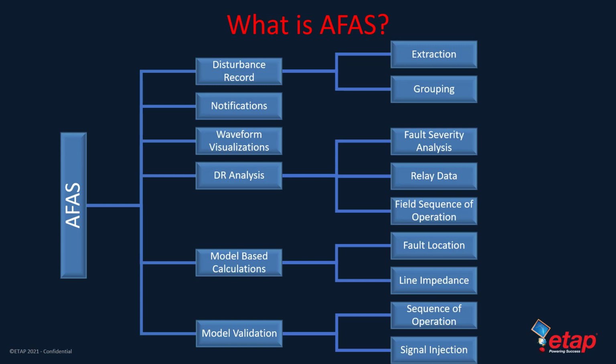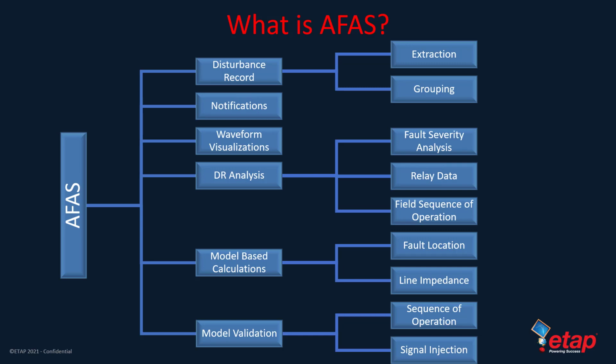Waveform visualization is a key piece to any AFAS solution because if you want to go into advanced analysis and really see what happened, you need to visualize those waveforms. We have disturbance record analysis, where we analyze the disturbance records themselves, these waveforms, and then find critical information that might be helpful. So for instance, fault severity analysis, the relay details, the field sequence of operations, what actually tripped and what other trip signals were received.